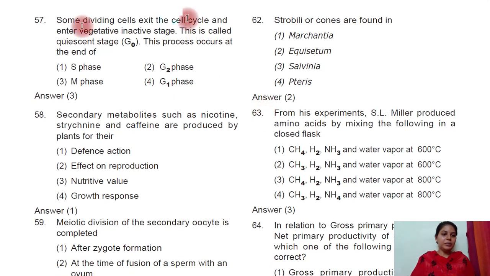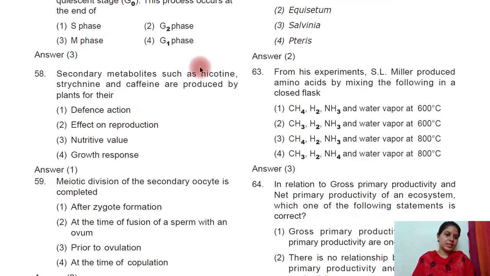Some dividing cells exit the cell cycle and enter the vegetative inactive stage. This is called the quiescent stage, that is gap 0. Now this process happens at the end of the mitotic phase. So only at the end of the mitotic phase, the cell enters into the vegetative inactive stage, that is the gap 0 stage.